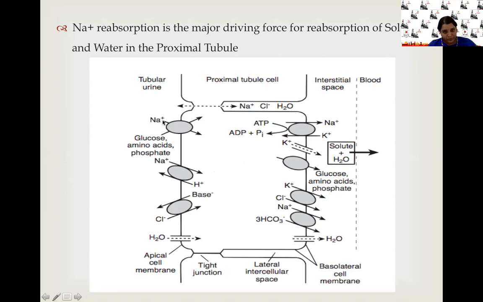So basically sodium and water, along with glucose, amino acids, and phosphates, are mostly reabsorbed from the proximal tubule. This reabsorbed solute along with the solvent enters the interstitial space and enters the blood. Water enters independently of sodium. Entry of glucose and amino acids into the cell is along with sodium, whereas exit is independent.